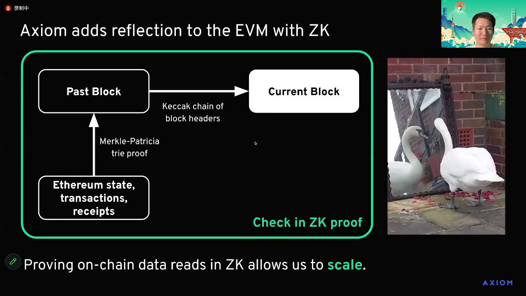So what we're doing is applying this operation of reflection in the EVM by wrapping this proof in ZK. So instead of putting all past block headers and all of these Merkle proofs on chain and then verifying, we check in zero knowledge that there exists a chain of past block headers and there exists some Merkle proofs that verify. So this has two advantages.